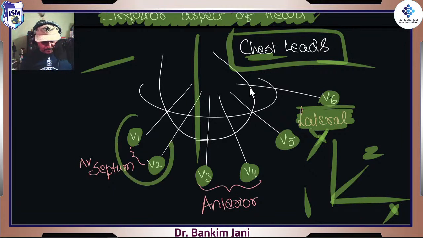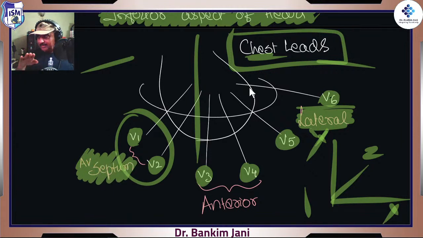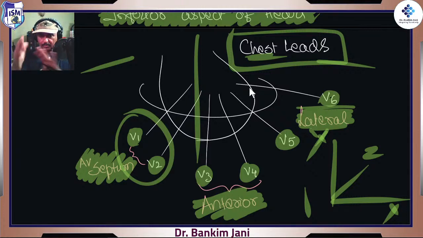So V1, V2 are the AV septum, atrioventricular septum. Then V3, V4, you are watching directly, as if it is the anterior view, right? So that makes logical sense. And V5 and V6 are lateral. So thus, now you are watching the heart from all the sides.